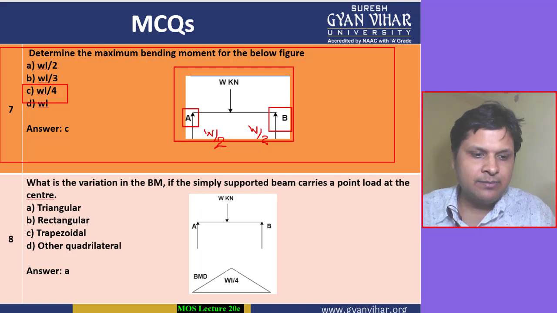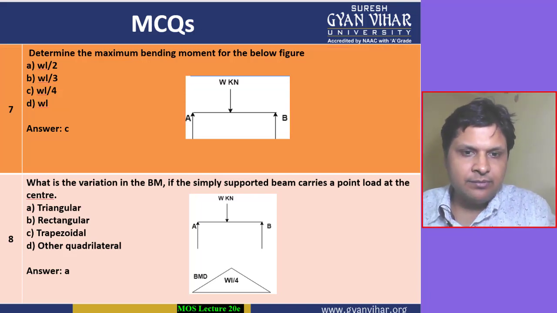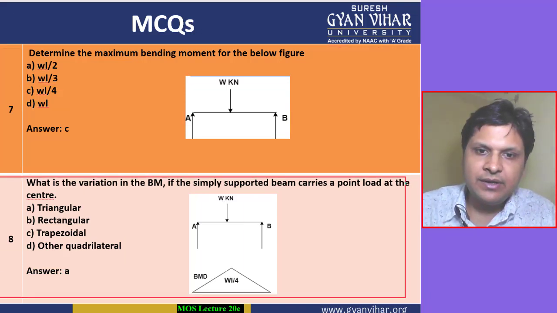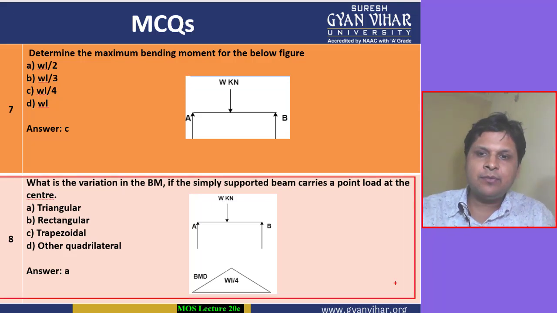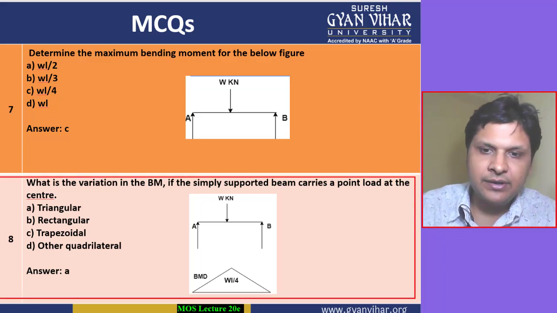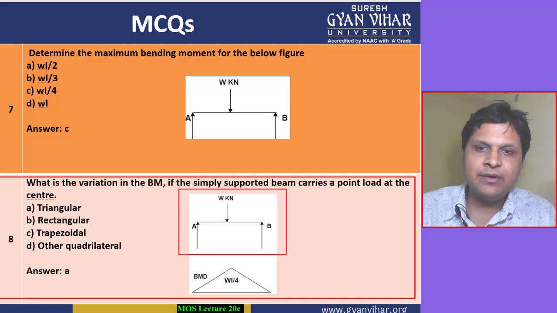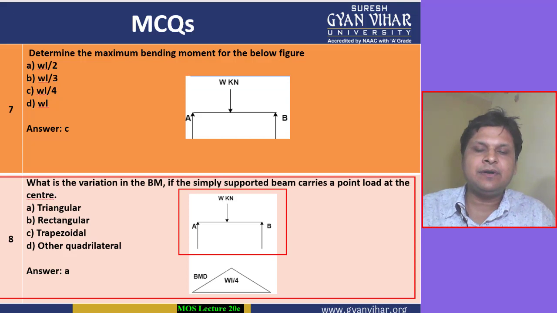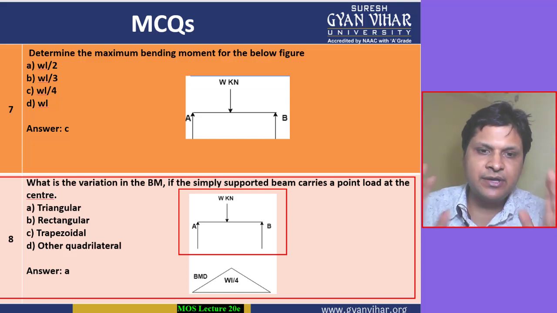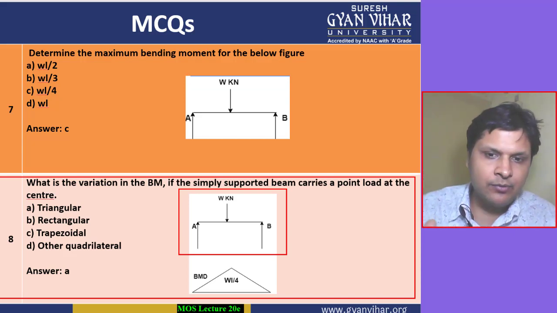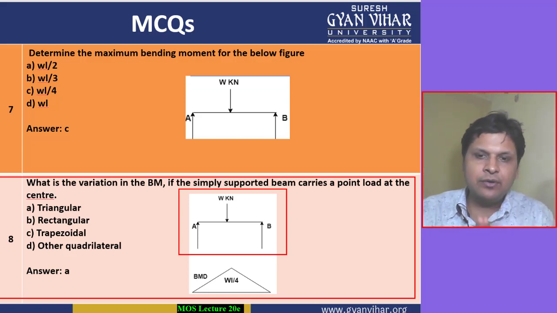Coming into the next multiple choice question, question number 8. What is the variation in the bending moment in a simply supported beam carrying a point load at the center? We want to know the variation, basically the diagram which we will draw for this case in which there is a simply supported beam loaded with a point load at its center.